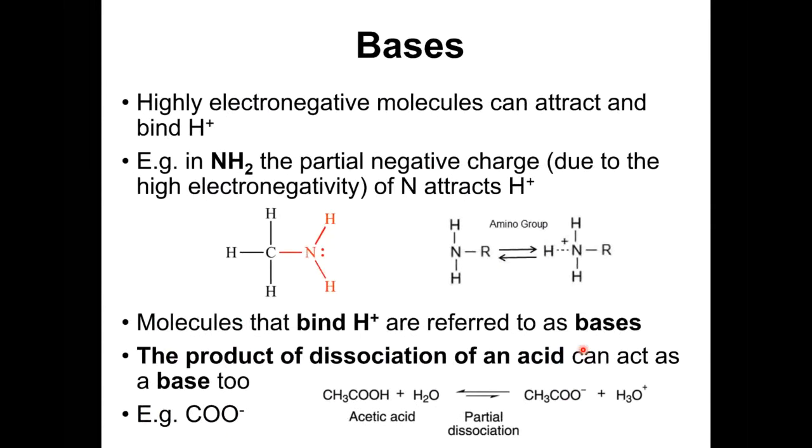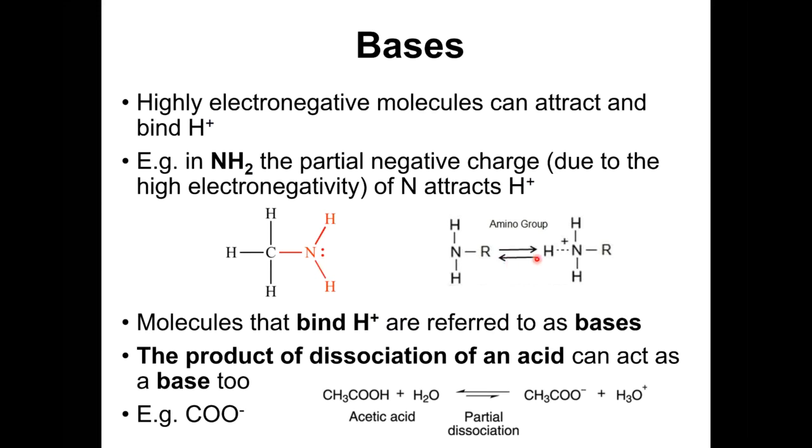So bases are molecules like this one with high electronegativity. So they have an element with high electronegativity like this nitrogen here in this amino group. It's a group commonly found, like the carboxy group in amino acids, that has high electronegativity. So it has a partial negative charge here, which then can attract positively charged molecules, such as a proton.